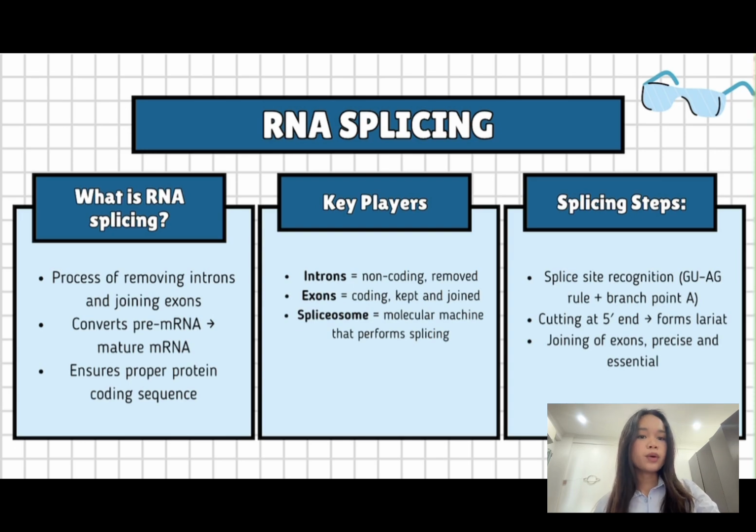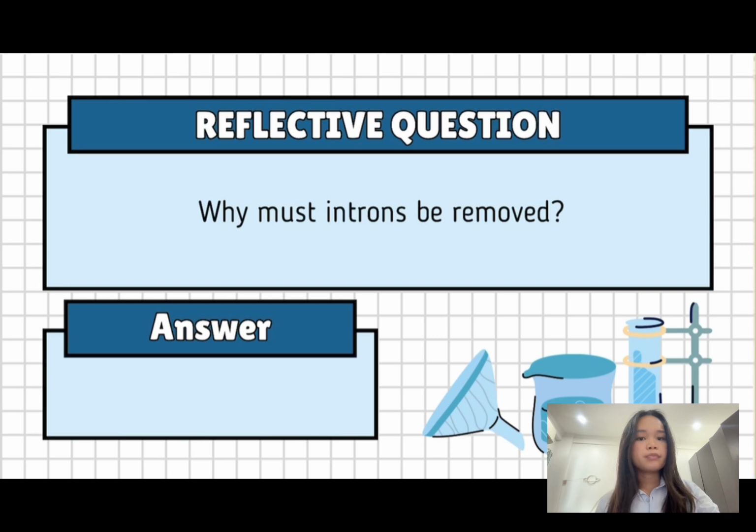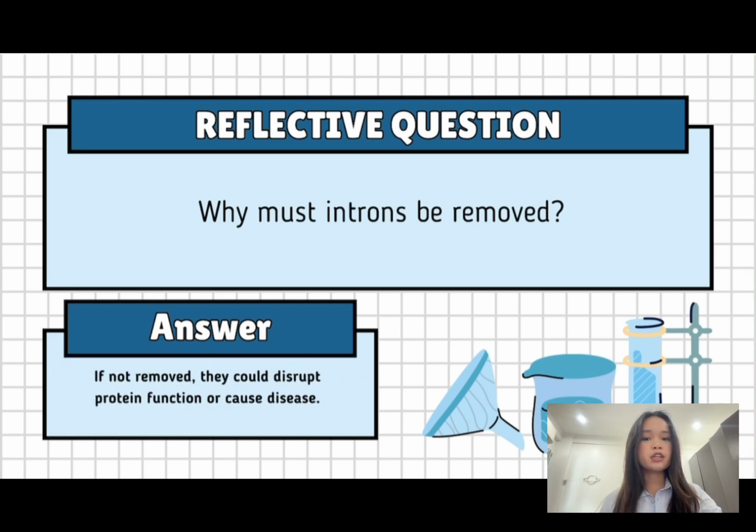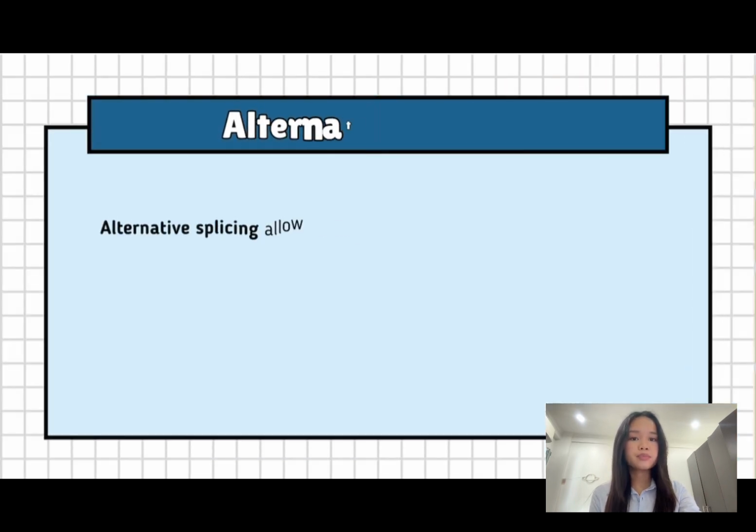Now, a reflective question for you. Why is it important to remove introns? If introns remained in the mRNA, they would lead to the production of non-functional or even harmful proteins. But wait, there's more. RNA splicing isn't just about removing introns. It also allows for something called alternative splicing.